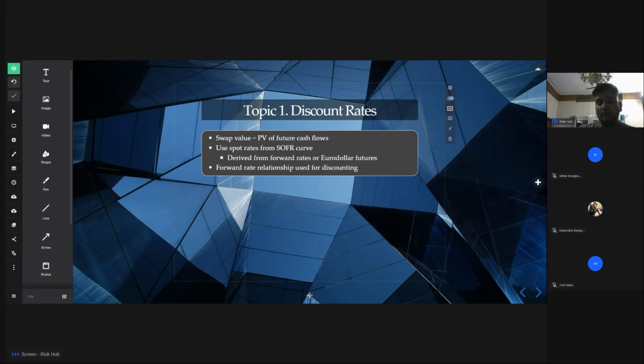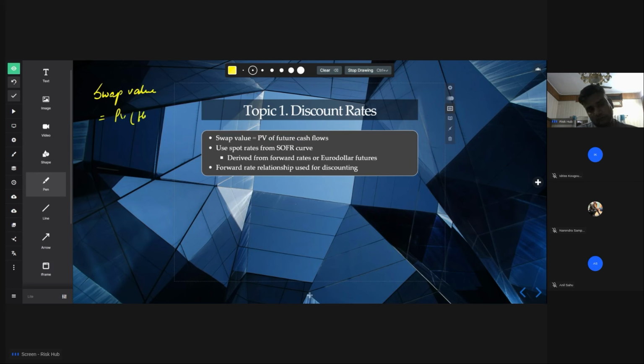Now, when I have to find the swap value, what do I have to do? When I have to calculate the swap value, I have to take the present value of your floating leg minus the present value of your fixed leg. Now the question is, why use spot rates? See, the spot rate is the annualized zero coupon yield for a maturity. So let's say if you receive a cash flow of 1 at some time t, you can always discount it and find out the value today.